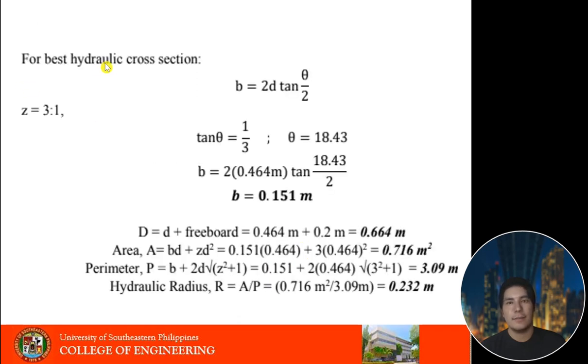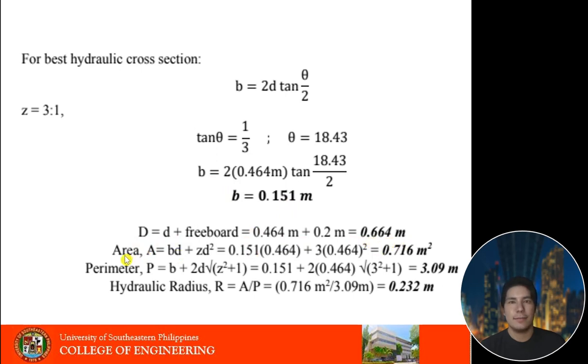So for the best hydraulic cross-section, we use this formula: B equals twice the depth times tangent theta divided by 2. Since our side slope is given as 3 to 1, our tangent theta is just equal to 1/3. Thus, if you solve for theta, theta is 18.43 degrees. We just need to substitute the value of the depth that we computed earlier and also theta. So, we now have the canal base, which is 0.151 meters. So, we can now compute the value of D plus the freeboard, that is 0.664 meter.